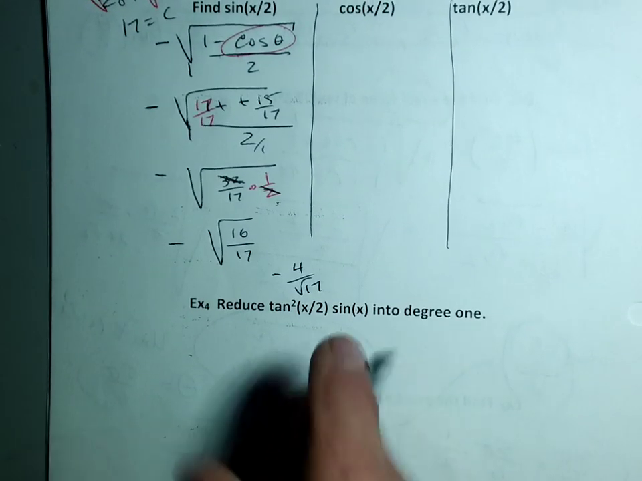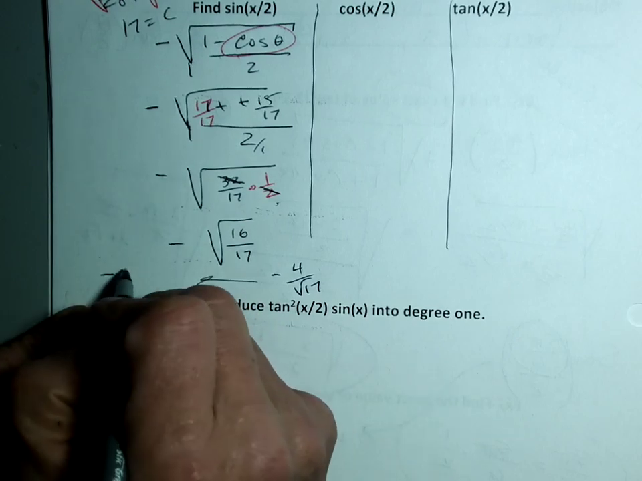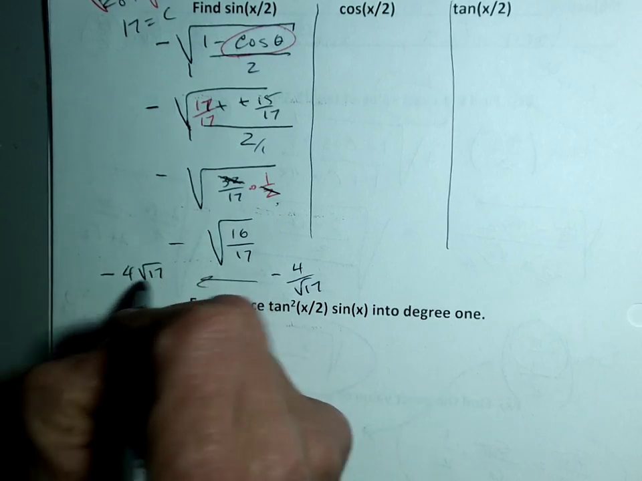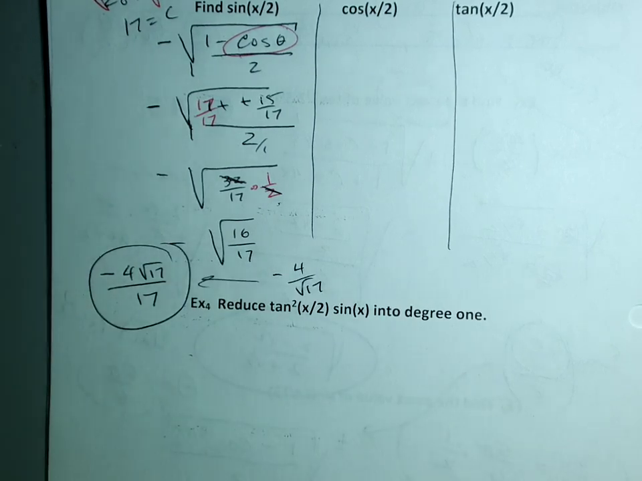I would take that answer, but I like to fix the problem with the problem, so I would probably answer negative 4 square root of 17 over 17 is a better answer. Remember how we fixed the problem with the problem? I'm just going to multiply by square root of 17 over square root of 17, right? And I get negative 4 square root of 17 over 17, right? And that's a better answer, okay?